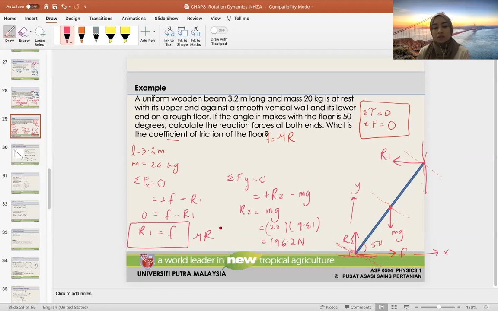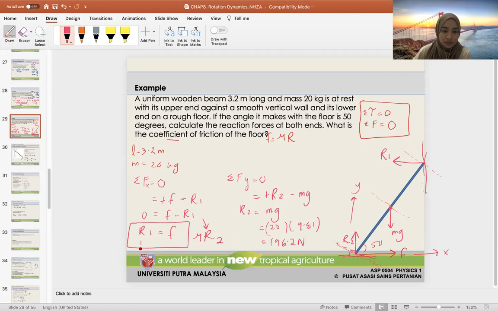Which R should be in this equation? R2. Why? Because that is where the friction is. Betul. That is where the friction is. So your R should be where the friction is. So the friction is at R2. So this equation becomes mu R2.